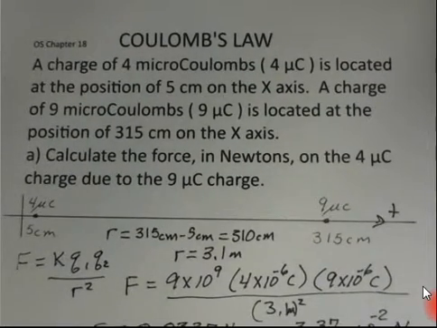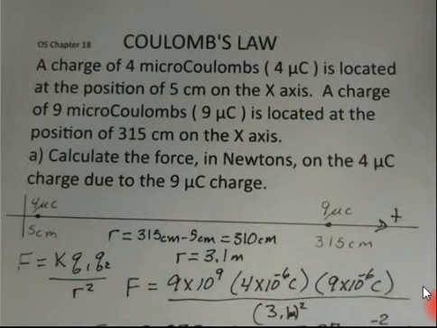So first looking at just in symbols, there's a constant K that's always 9 times 10 to the 9th in standard metric units. Charge 1, charge 2, both in coulombs, and r squared, the distance between the centers of the two charges. And we're just using point objects here, so the distance between the two objects needs to be in meters.